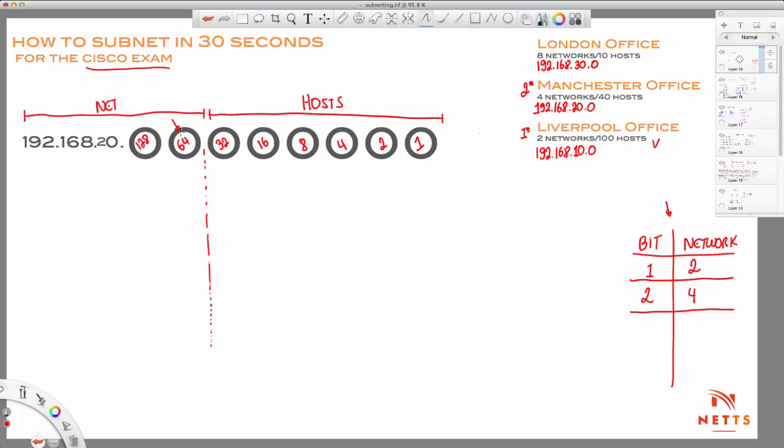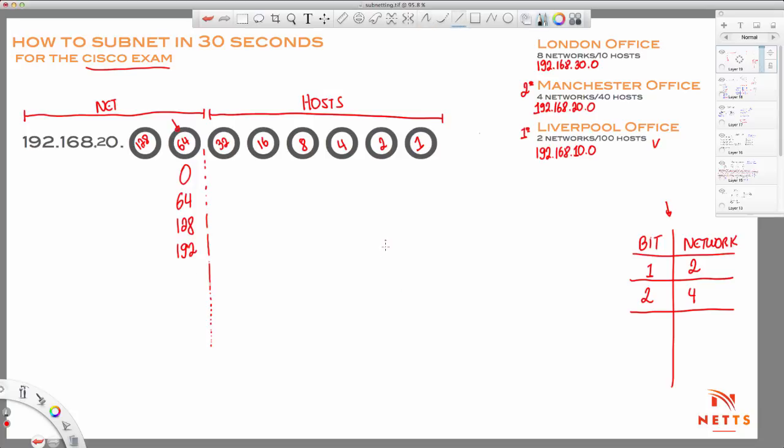And from this boundary, because the bit value is a 64, I will start from 0. So my first network is 0. My second network is plus 64. My third network is plus 64, which gives me 128. And the fourth network is 192. And the fifth network is 192 plus 64, which gives me 256. But hold on, 256 does not exist. So I will take this one off, and there we go. I got my 4 networks.